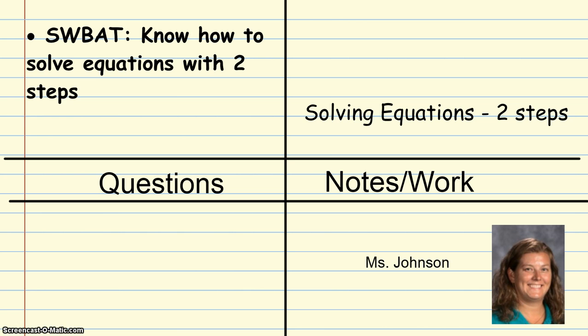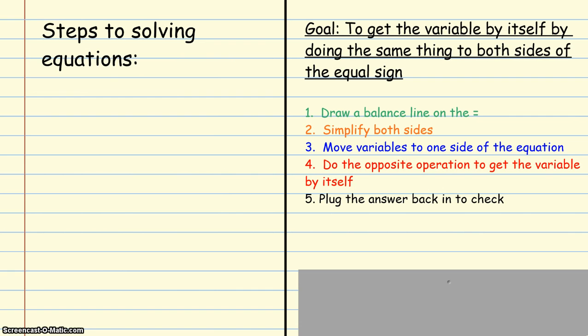Our SWOBET is the same, know how to solve equations with 2 steps. Alright, let's get into how we do this. So when we solve equations, the goal is to get the variable all by itself, and we're going to do that by doing the same thing to both sides of the equal sign.